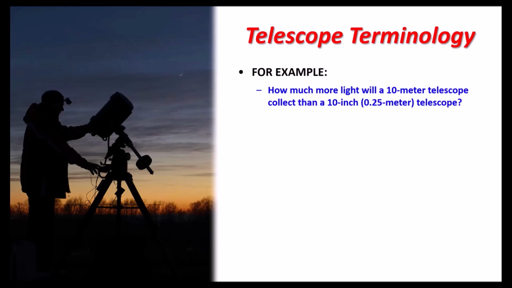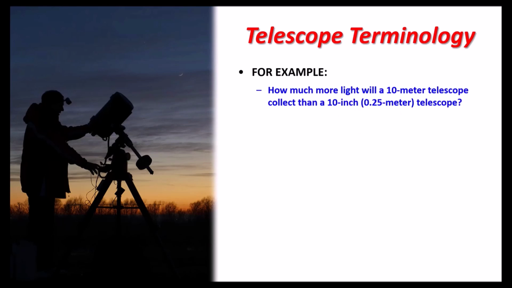So let's do an example. How much more light will a 10-meter telescope collect than a 10-inch, or 1/4 meter, telescope? 10 meters is the aperture of the twin Keck telescopes in Hawaii. They each have a diameter of 10 meters, or over 30 feet. So they are gigantic telescopes. And a 10-inch telescope is a very common size for an amateur astronomer. My first serious telescope as an amateur astronomer was a 10-inch Schmidt-Cassegrain.